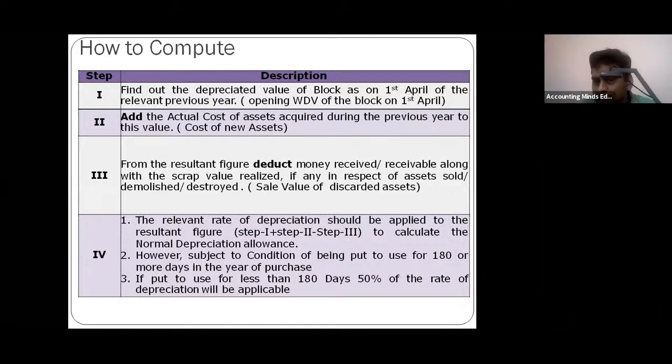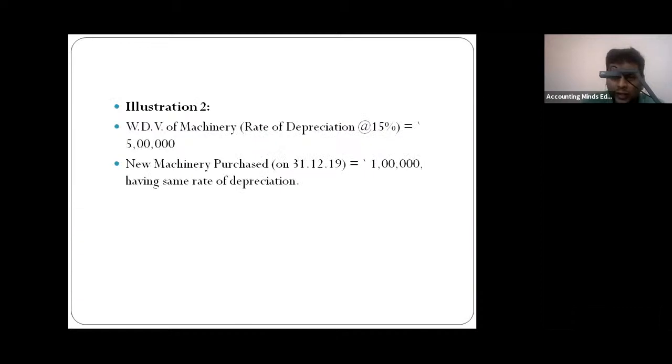Getting it? A little bit confused? Don't worry. Solve this problem. You will be able to clear it. You will be able to understand. Go ahead. Calculate the depreciation. Answer this.